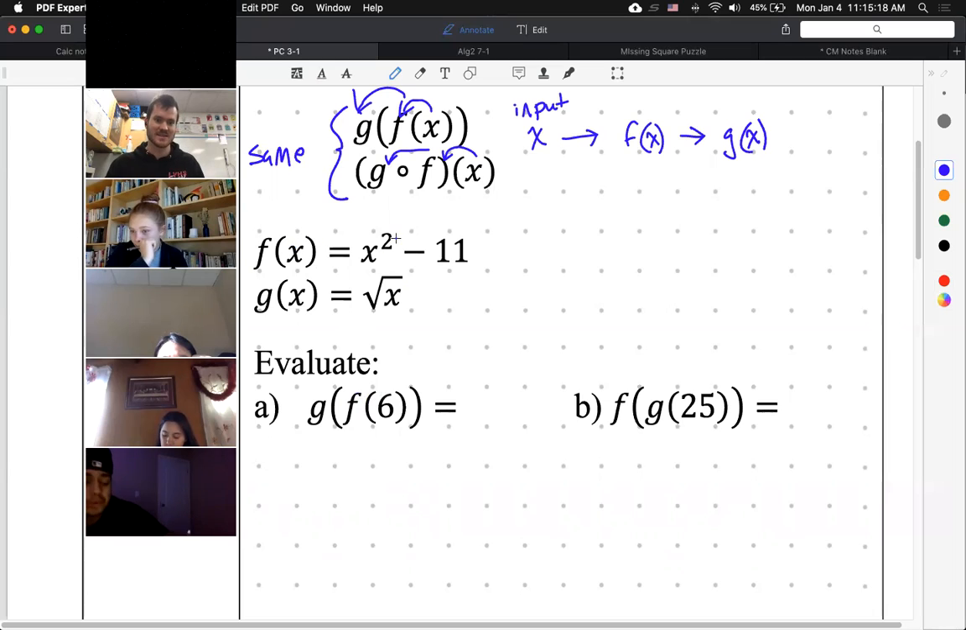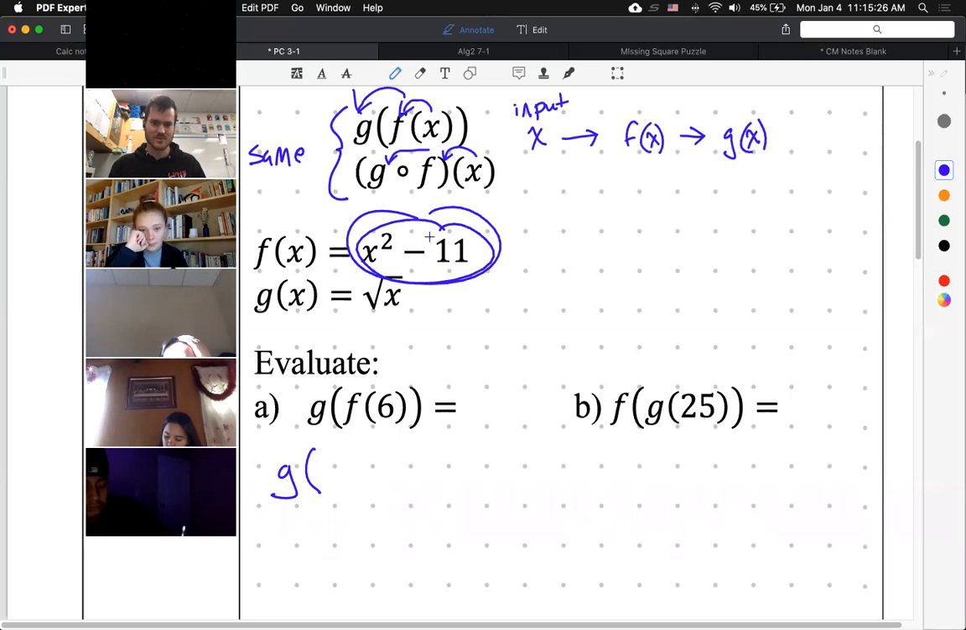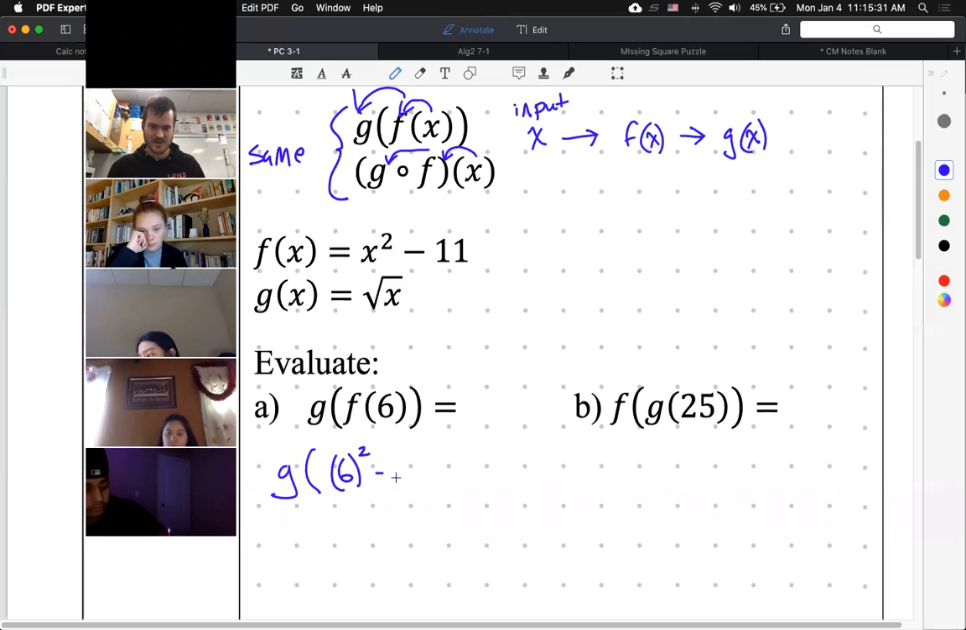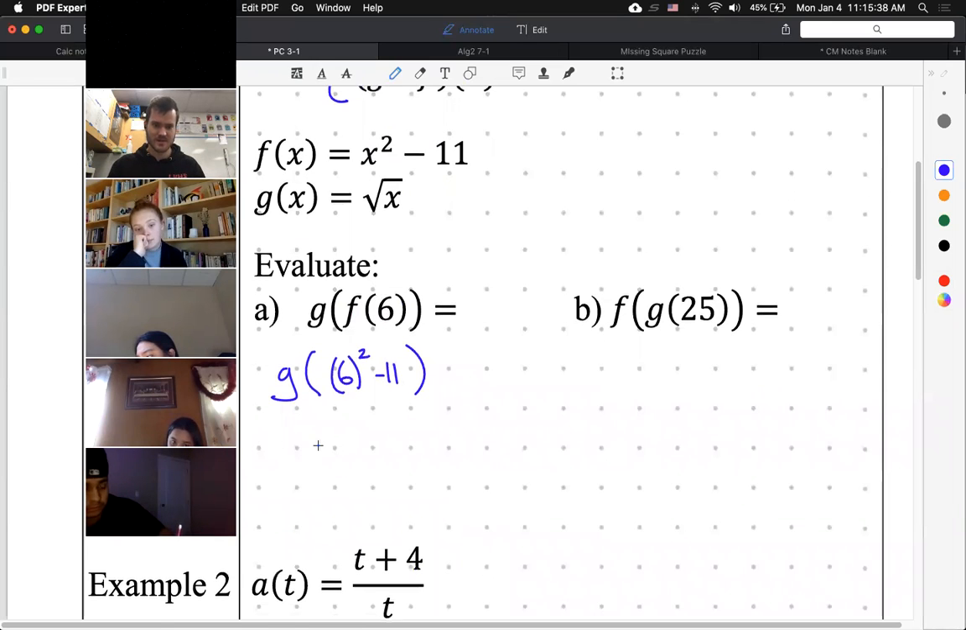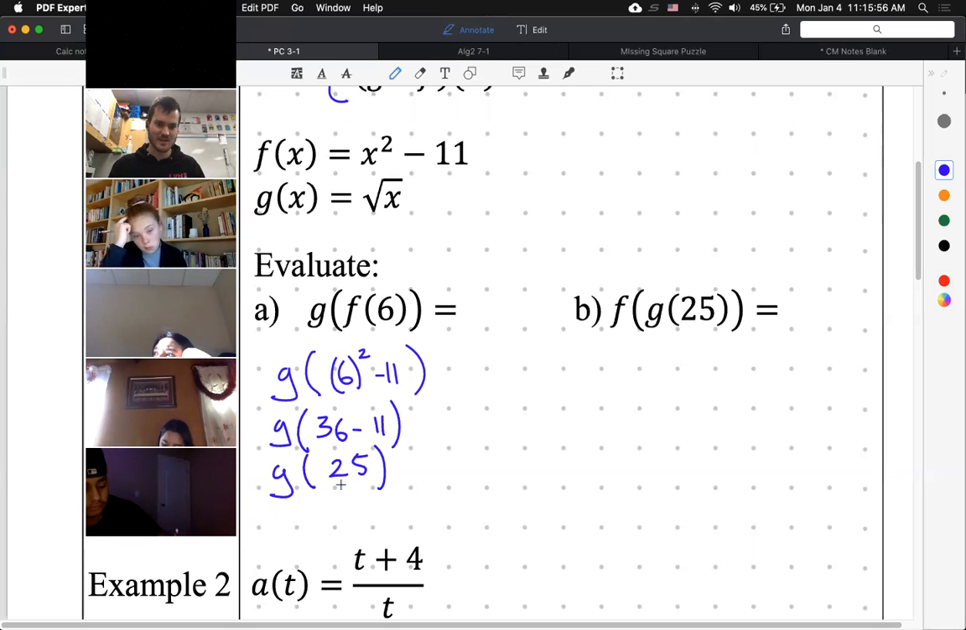I'm trying to plug in 6 into this equation. So I'm saying, okay, this is really saying G of, then what is F of 6? F of 6 means I'm plugging 6 into this x squared minus 11. So I'm going to say 6 quantity squared minus 11. You can say, okay, well, 6 squared minus 11, I haven't done G yet. So 6 squared is 36. So this is really G of 36 minus 11, which is G of 25, which means I now need to plug 25 into G.